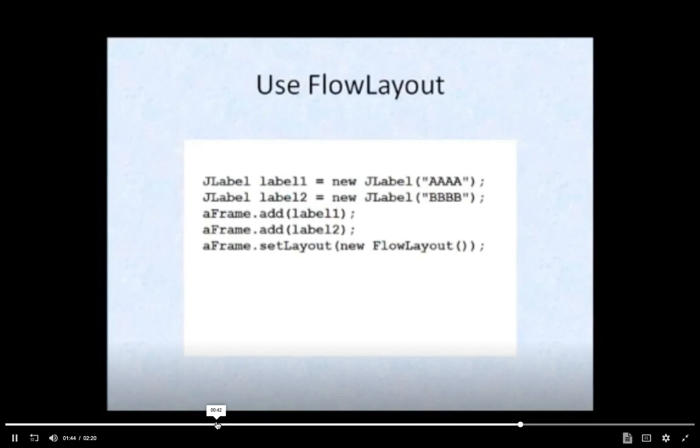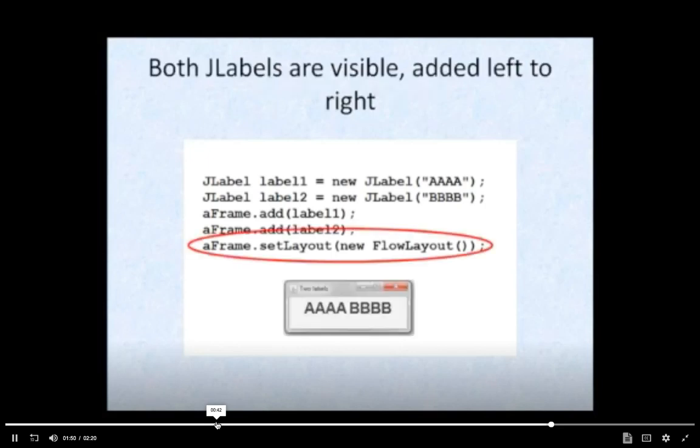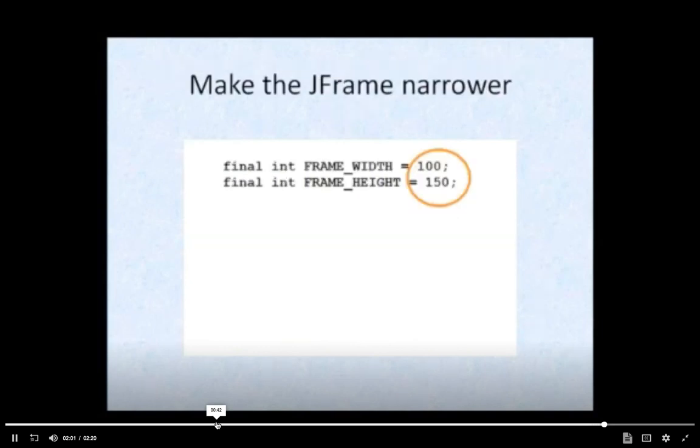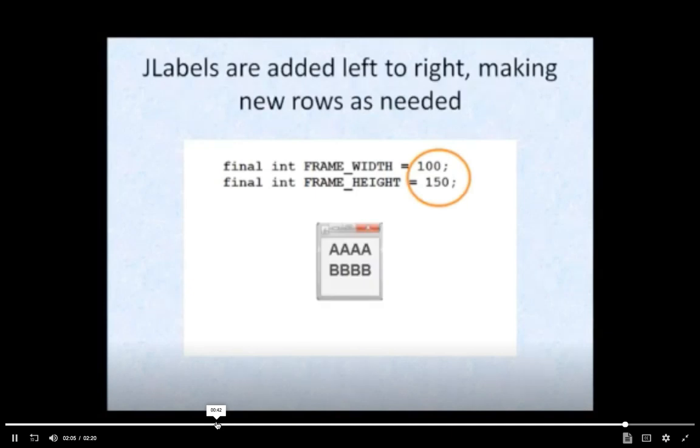So suppose we create label 1 and label 2 with the A's and the B's and add them both to a frame, but then use flow layout. Now the labels will flow across the frame and you'll see the one with the A's, and then immediately after it, you'll see the one with the B's. If you used a narrower frame with different dimensions, the labels would fill rows, but since there's only room for one label, the second label would flow down to the second row, and you'd still see both of them.